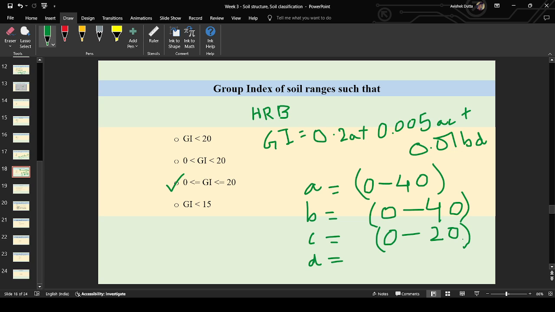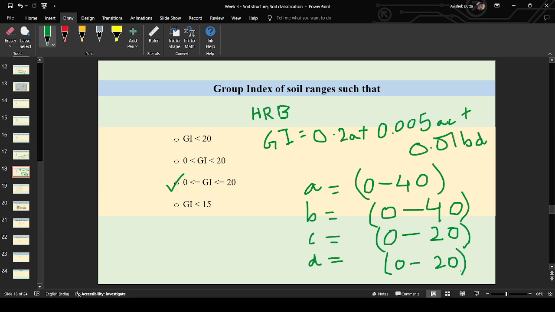And what is D? D is the numerical value of the plasticity index which is more than 10 and less than or equal to 30. So here also, if it is 10, the value will be 0. If it is 30, the value will be 30 minus 10, which is 20. So you have got the range.